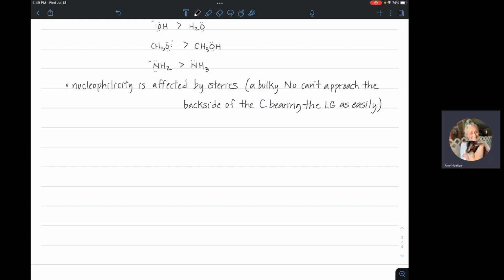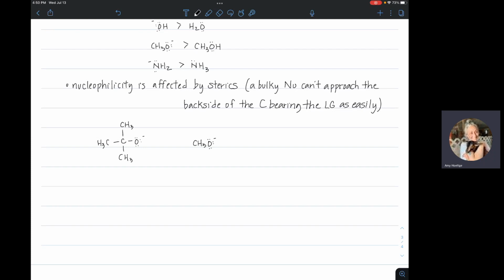So even if I were to compare bases, if I took a stronger base, so if I've got t-butoxide, and I compare it to, say, methoxide, we know from Gen Chem that the more substituents we have on that carbon that bears the group with the lone pairs of electrons, we are bolstering that negative charge on that atom that bears the lone pairs of electrons, which makes it more basic.